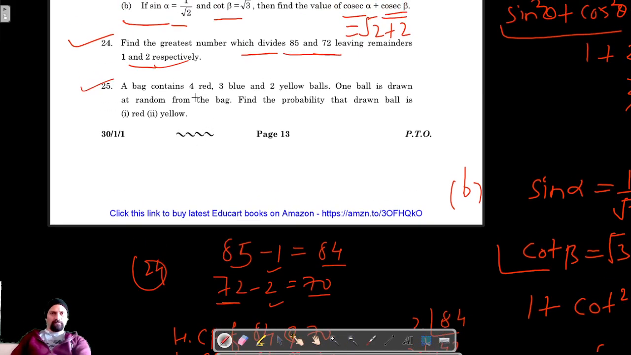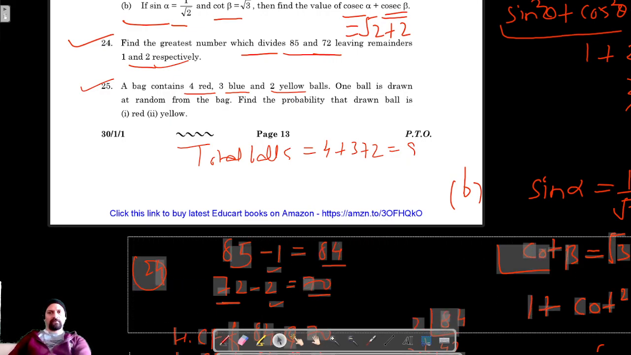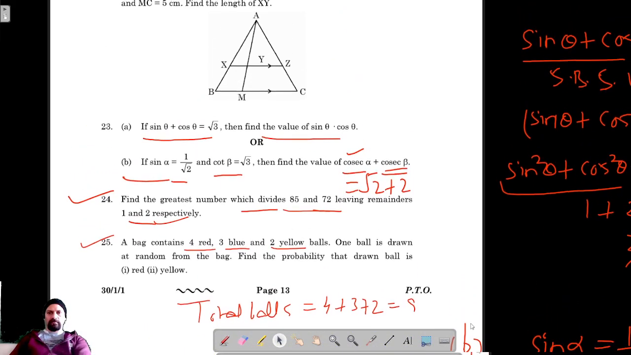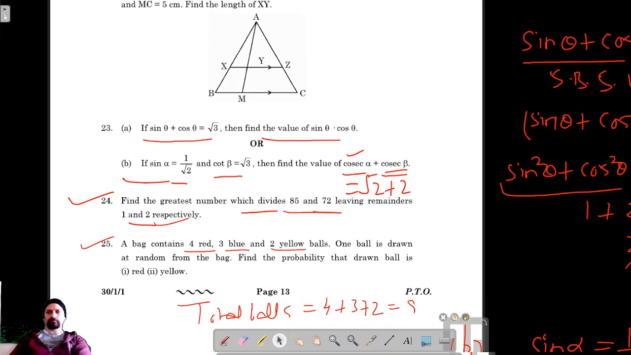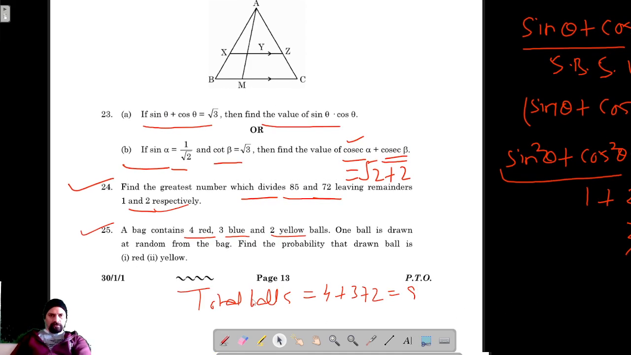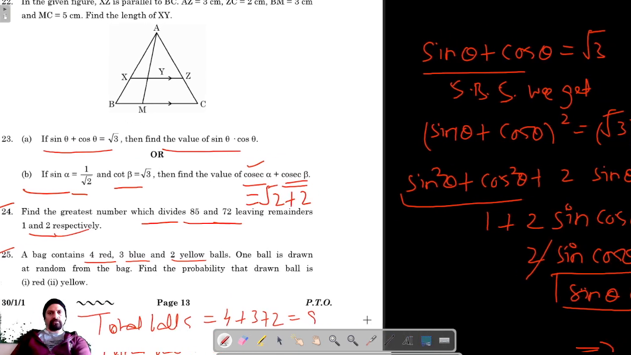Question 25 is an easy one. The bag contains 4 red, 3 blue, and 2 yellow balls. So total balls are 4 plus 3 plus 2, which is 9.